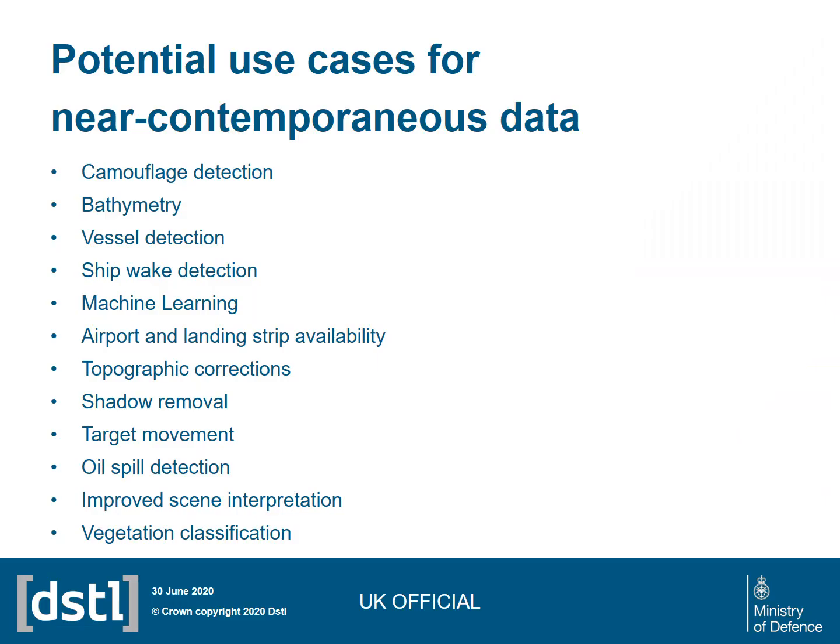Some of the example use cases of this sort of satellite configuration could be camouflage detection, bathymetry, vessel detection including dark vessels, and these are ones not transmitting AIS data, ship wake detection, building image sets for machine learning, looking at airport and landing strip availability and condition, topographic corrections using information from both sensors, shadow removal using information from both sensors, target movement, oil spill detection, improved scene interpretation, and vegetation classification.